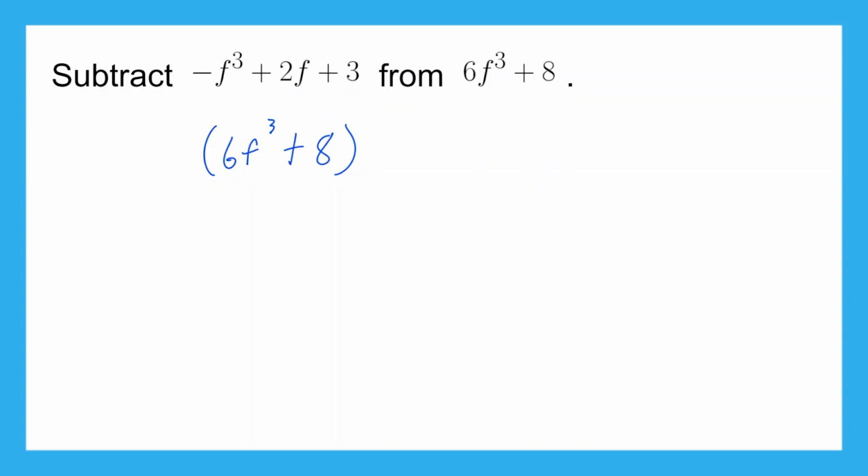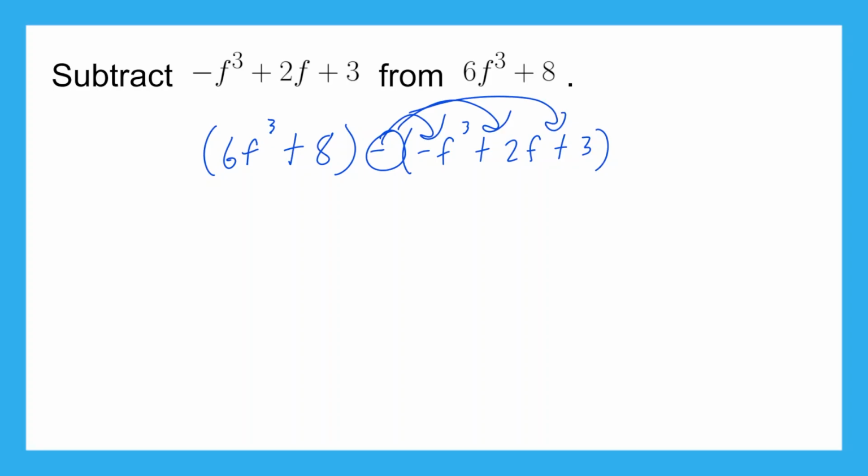The place where we're going. So we're going to say minus, then we have negative f cubed plus 2f plus 3. And now we're looking at an expression that we're very familiar with, right? We've done this kind of thing before. So we're just going to distribute this negative 1 to each of those, right? Or we're just going to change the sign of each term inside this second set of parentheses, and then we'll combine like terms.